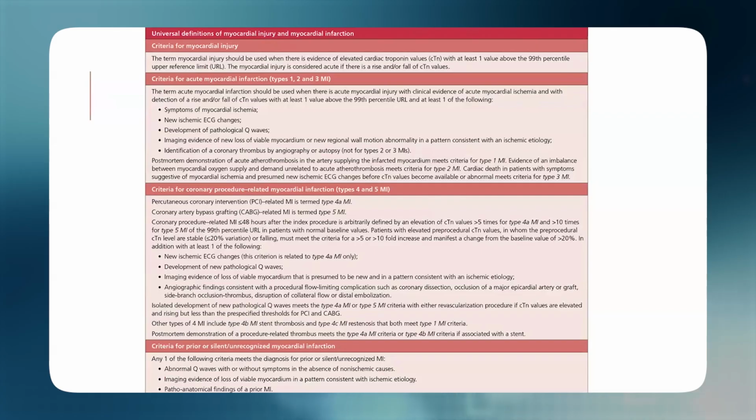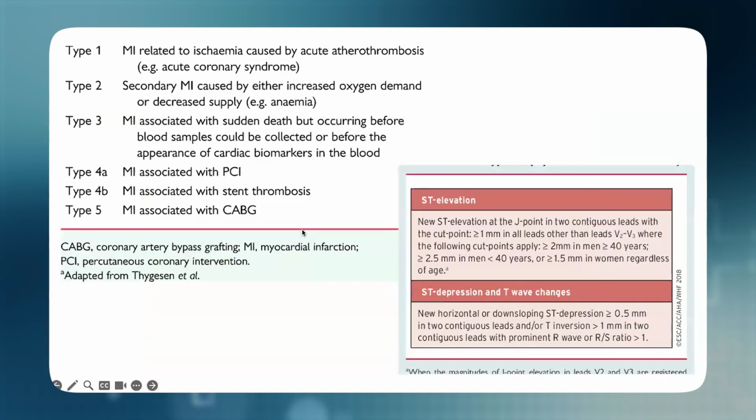Just know that the absolute necessity for myocardial infarction is the rise of cardiac troponins above the 99th percentile of the upper reference limit. There can be ECG changes, there may not be ECG changes, there can be symptoms, there may not be symptoms, etc. There are usually 5 types of MI. Here are the 5 types.